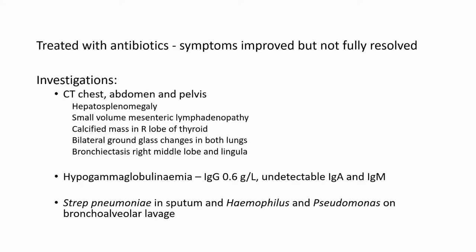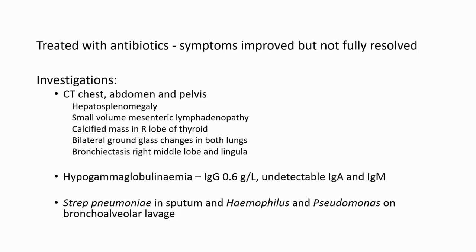So he was initially given courses of antibiotics to treat these presumed chest infections. He had extensive investigations, and I've just summarised the key things here. But his symptoms persisted. He kept having fevers, kept having night sweats. And on his cross-sectional imaging with the CT, he was found at the point of diagnosis to have hepatosplenomegaly, evidence of lymphadenopathy, a thyroid mass, and then both interstitial changes in the lungs and bronchiectatic changes.